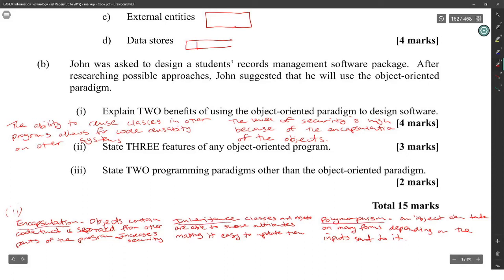Once you state encapsulation, inheritance, and polymorphism, you'll get the 3 marks for part 2. You don't have to explain each one of them, because usually they don't ask you to explain each one of them. They probably usually ask you to explain one. So that'll work there. And then state 2 programming paradigms other than object-oriented: procedural and functional. Those will be good ones there.